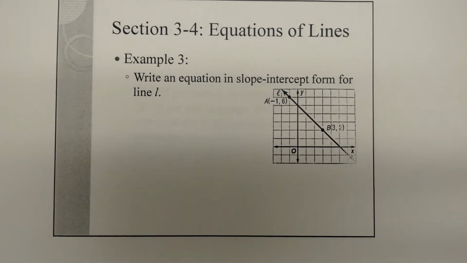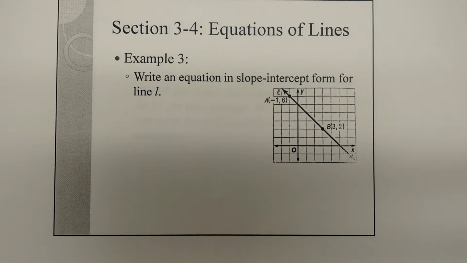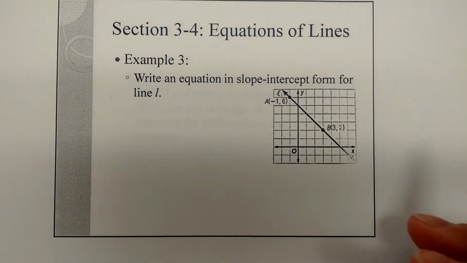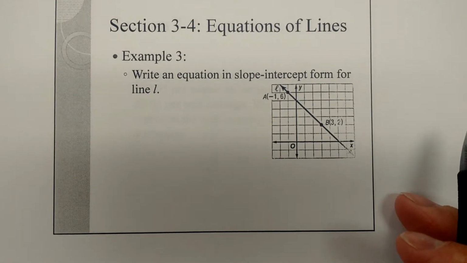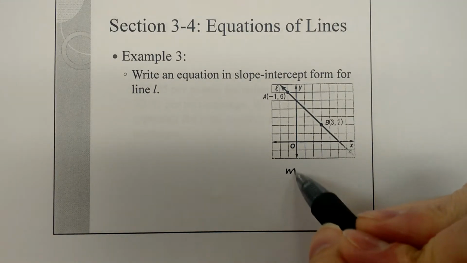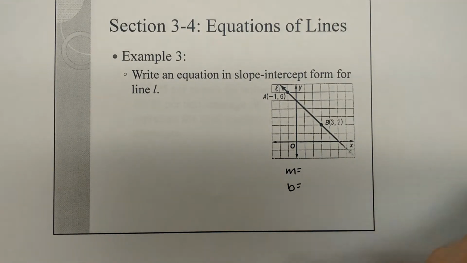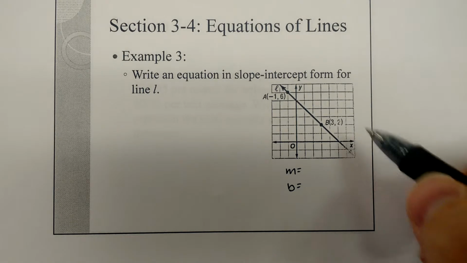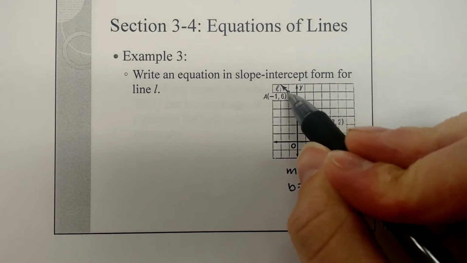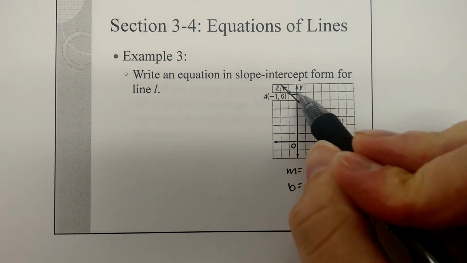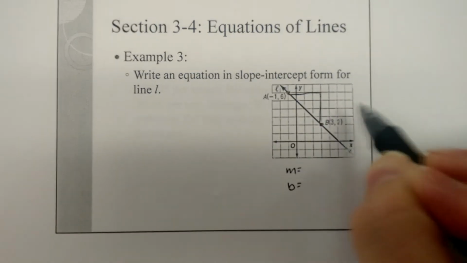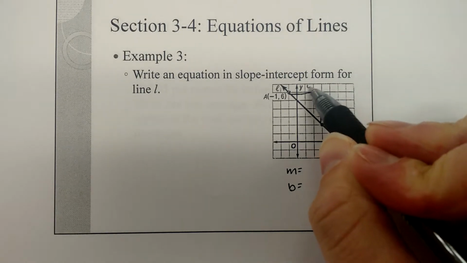Okay, so for this one, write an equation in slope-intercept form for the line L. So to write that, we need the slope and we need the intercept of the line. So m and b are the two things we need. So m is how you move from one point to the next. So they've marked us 2 points conveniently here. So we go down 4, we go right 4.